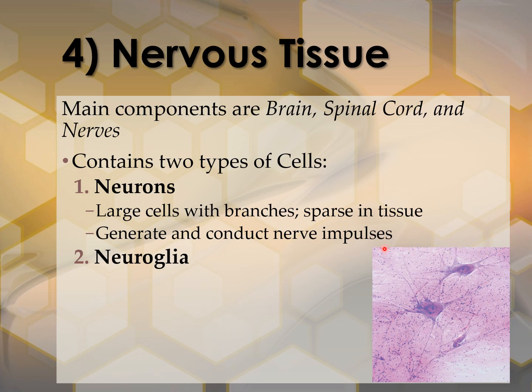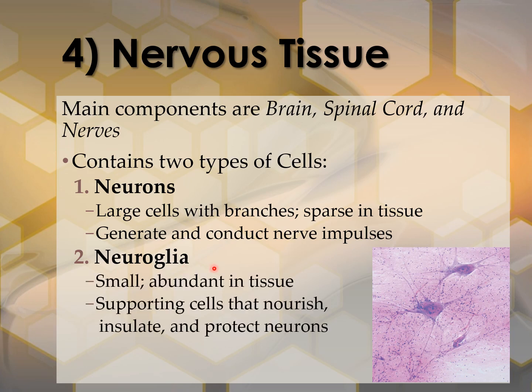And they're very large cells with lots of branches. But we only have very few of them. So if you look at our picture of the nervous tissue over here, we only really see 2, maybe 3 neurons. Okay, they look kind of like aliens. Okay, but if you look at the rest of the tissue, there's all these little purple dots. Well, those are the neuroglia.